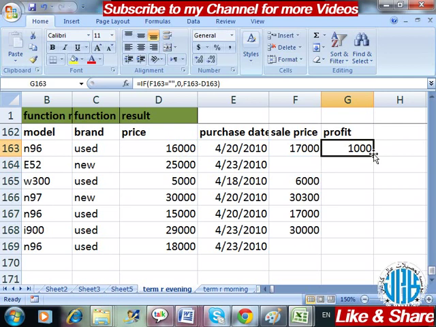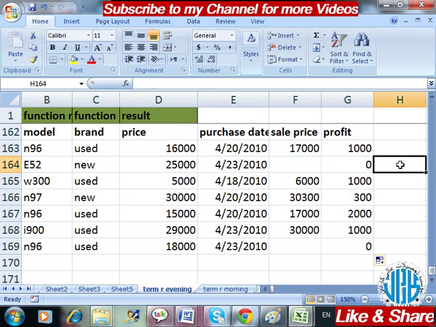Right now, apply this formula for the other cells also. So 0 is showing or not? Why? Because this item has not been sold yet. So therefore it is showing 0 over there. If it has been sold at 25,500, so 500 profit is showing or not?